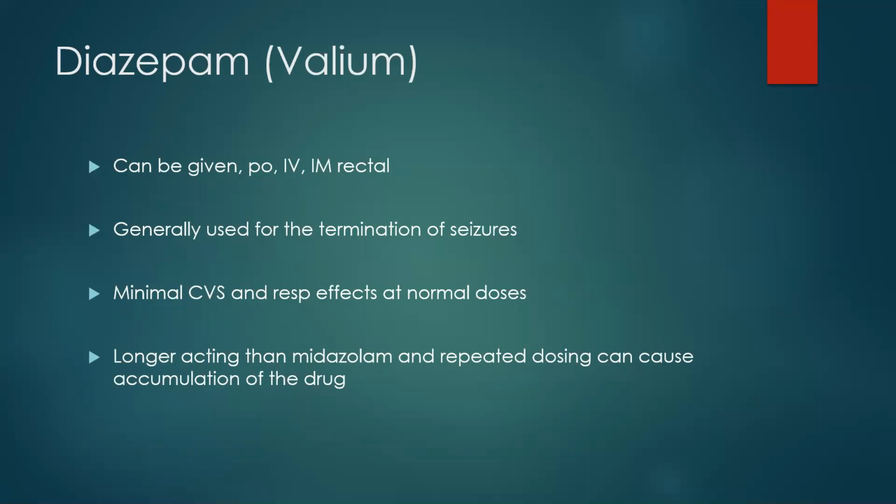So another benzodiazepine, just for the purpose of mentioning it, is Valium or diazepam. It's a longer-acting benzodiazepine. It could also be given PO, IV, IM, and rectal. It's generally used for the termination of seizures. Some people still use it as an anxiolytic, but we prefer the shorter-acting agents like midazolam, or even stuff like alprazolam. So again, as with all the benzos, they have minimal cardiovascular and respiratory effects at normal doses, but it's a longer-acting agent.